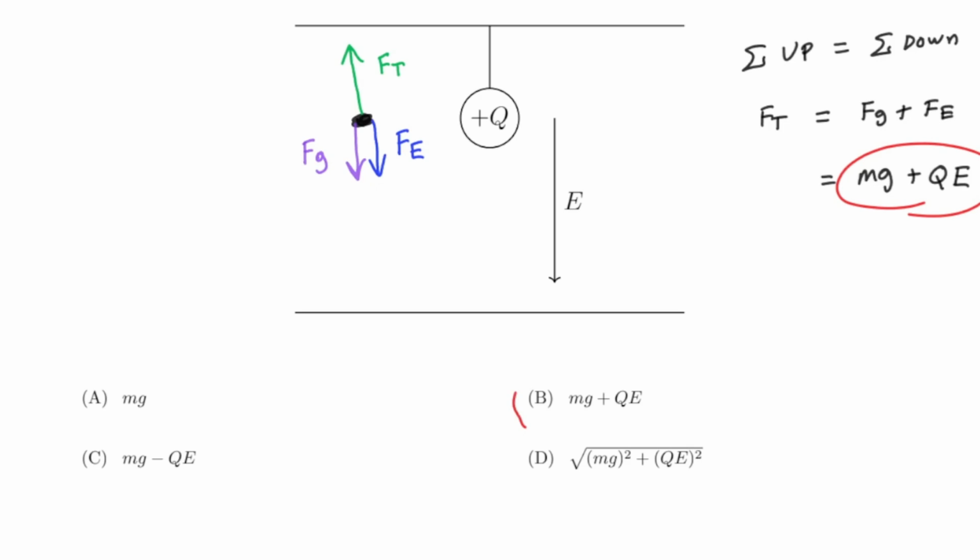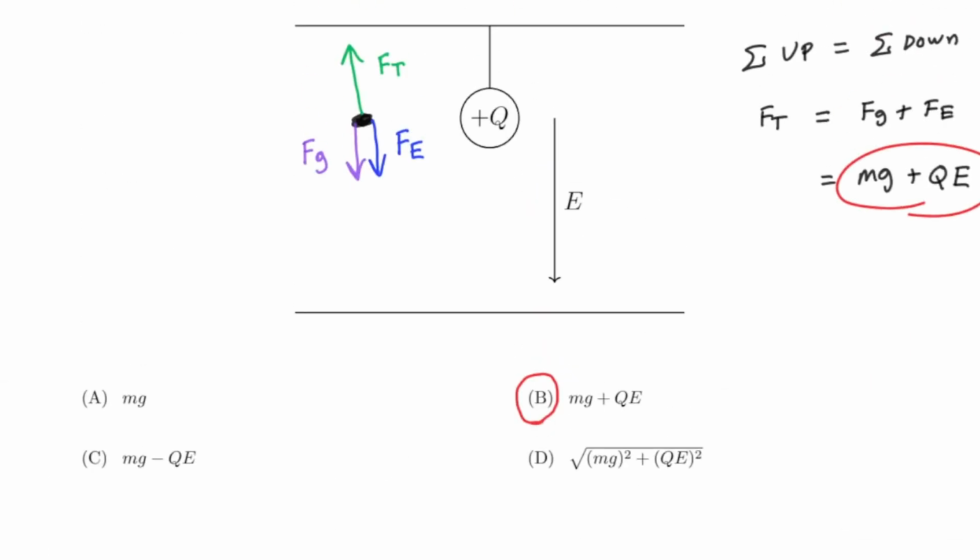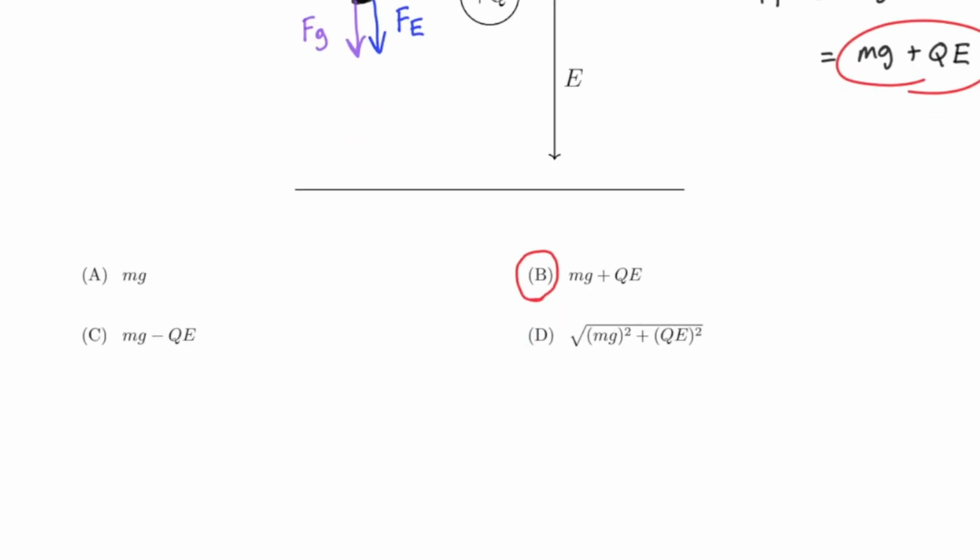So it makes sense that this is greater than if there was no electric field there, because the tension has to balance an extra force now. And we can see our distractors: no electric force would be A, B is the right answer, C would be for a negative charge or a reversed E field, and D is if this problem had like a horizontal E field, so it would be a Pythagorean.